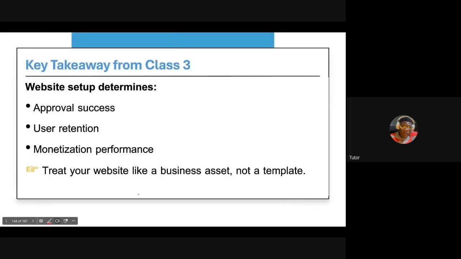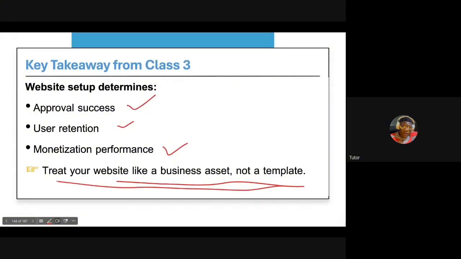And now, key takeaway from class 3. Website setup determines approval success, user retention, monetization performance, and lastly, treat your website like a business asset, not a template. See your website as your shop. See your content as your product. So manage it as a business. Make sure that everything is set up properly, just like a physical business.